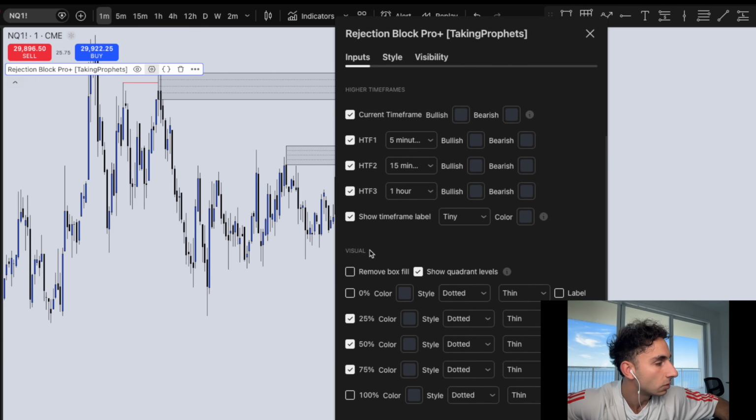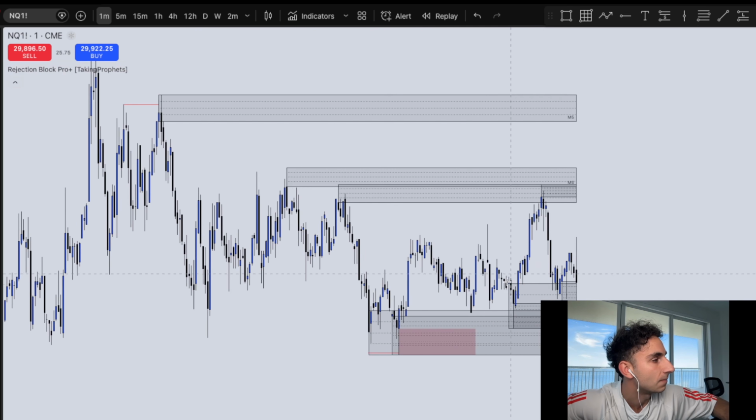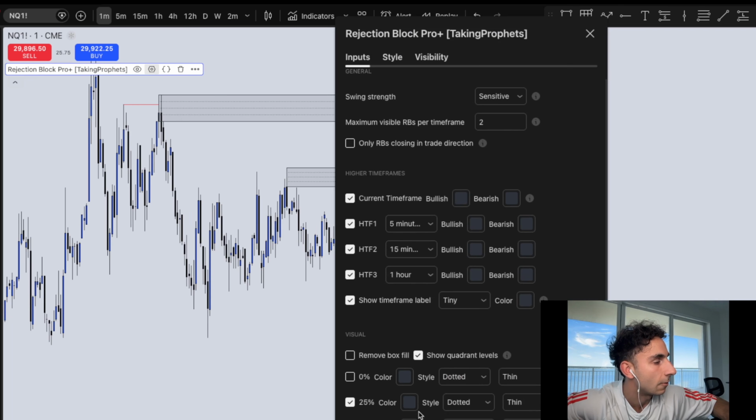And then visual, so basically this setting right here just describes how the rejection blocks look. So I'm actually gonna show you exactly how I configure mine to keep it clean. I trade with this indicator on every single day, but I don't like to have all these messy charts or messy boxes on my chart. So this is usually how I clean up this indicator.